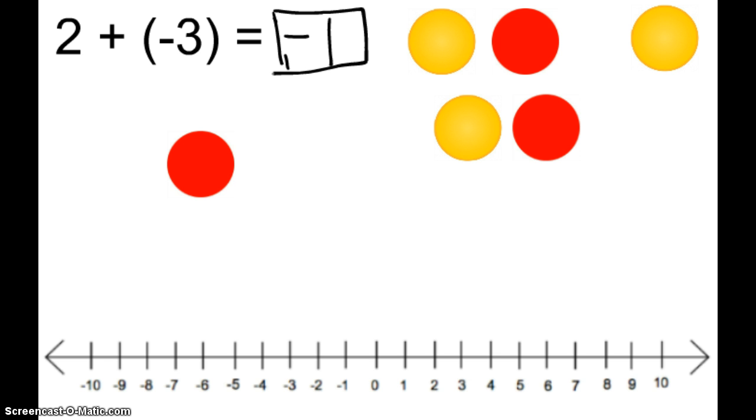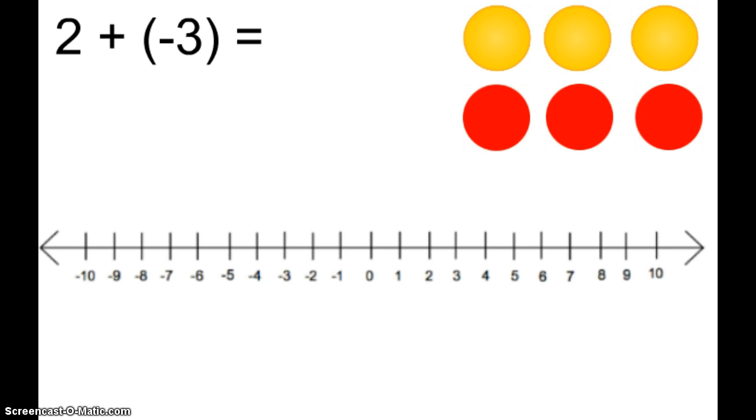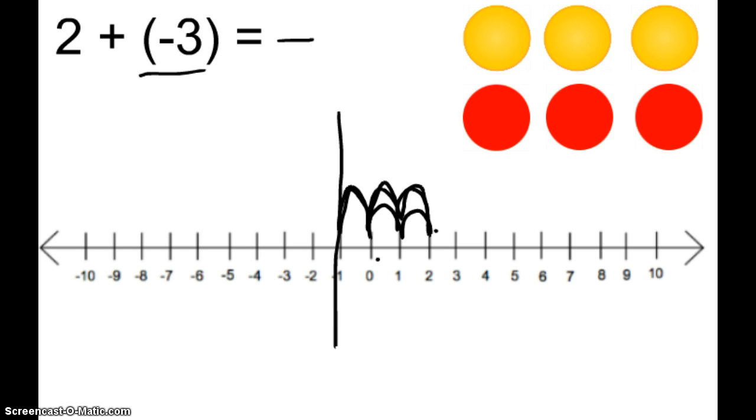All right, now let's look at the number line. So I've got positive 2, so I'm going to go 1, 2 spaces to the right because it's positive, and then I'm going to move 1, 2, 3 spaces to the left because I had a negative 3. A lot of people ask me, do you count 0? Yes, because you're counting the spaces. 1 space, 2 spaces, 3 spaces. So that is a negative 1.